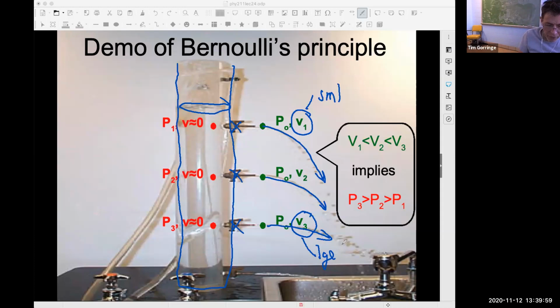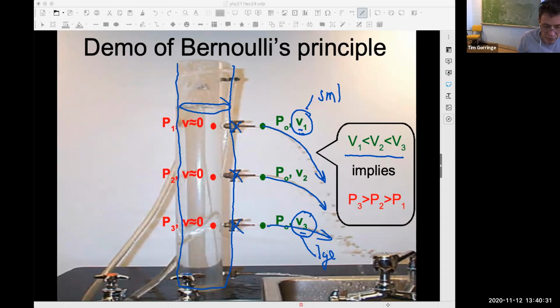So from the flow of the water out of those three pipes, and remembering what we know about projectile motion, we're able to infer that the speed of the water upstairs here is small. This speed downstairs is high. And so that's what I tried to summarize here. The speed upstairs, V1, is smaller than the speed V2, the one in the middle, which is smaller than the highest speed downstairs here, V3.